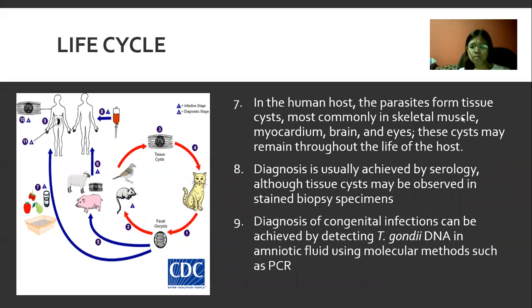Okay, so in the human host, the parasites form tissue cysts, most commonly in the skeletal muscle, myocardium, the brain, and eyes. These cysts may remain throughout the life of the host. So diagnosis is usually achieved by serology, although tissue cysts may be observed in stained biopsy specimens. Diagnosis for congenital infections can be achieved by detecting Toxoplasma gondii DNA in amniotic fluid using molecular methods such as polymerase chain reaction, or PCR in short.